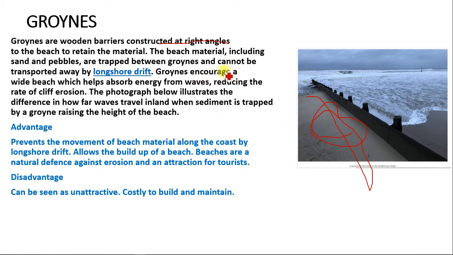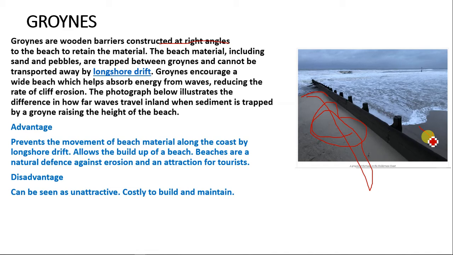Now, groynes encourage a wide beach, which helps absorb the energy from the waves, reducing the rate of cliff erosion. This photograph illustrates the difference in how far waves travel inland when sediment is trapped. So you see, as a result of this trapped sediment, the wave cannot travel far inland, because it will not create a steeper gradient for the water.